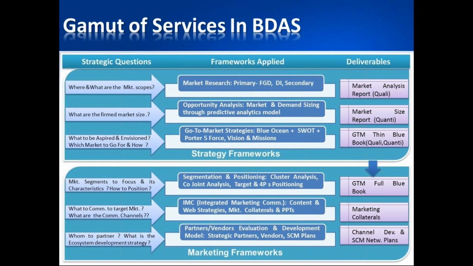What are the challenges and risks going to come into that market? That statistical analysis should also be done. So market research will address this question also. And based on that, the entire go-to-market strategy will be prepared.